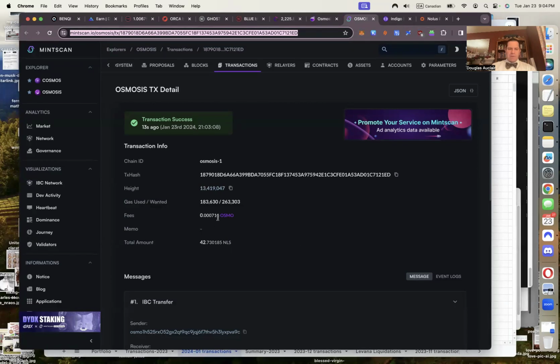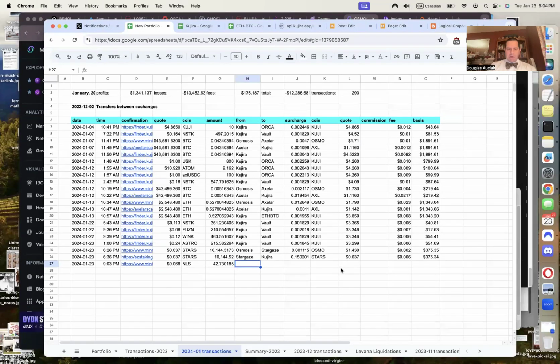Okay, so transferred 42 tokens. The fee was that much Osmosis. This is going from Osmosis to Nolus.